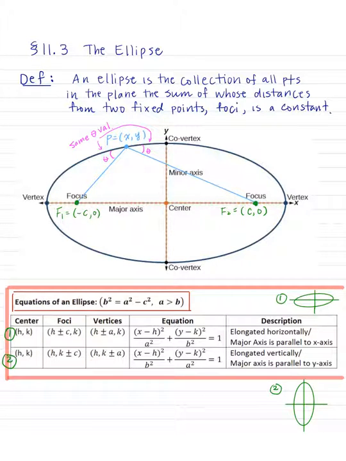So we're going to go over section 11.3, the ellipse. The picture of the ellipse is right in front of your face. But what you need to know are all the terminologies that are listed there. So let's just go over this.